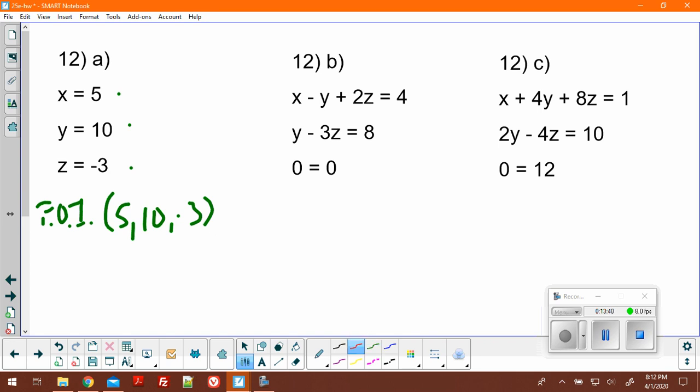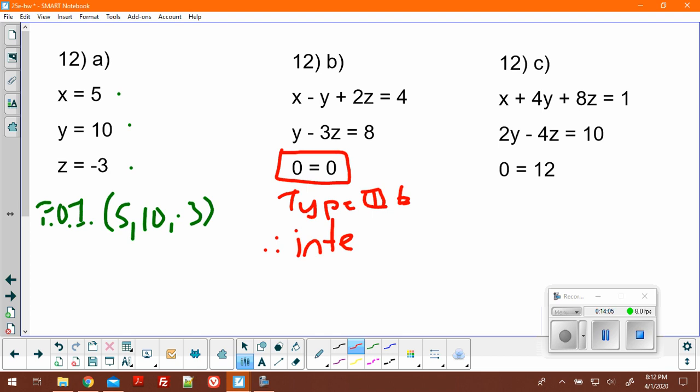Okay, the key thing with these two: I got to my 0 equals 0 line. From the previous note, that was what happened when you had a type 3B, right? Because I got to 0 equals 0, that means that there's an infinite number of solutions, and therefore they intersect in a line.